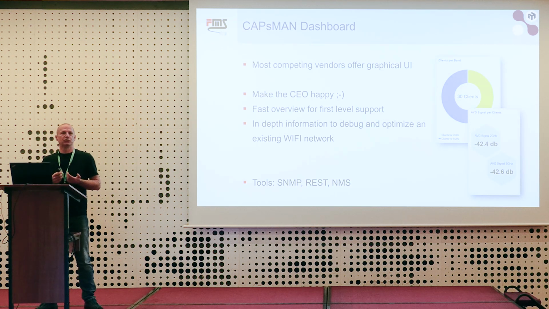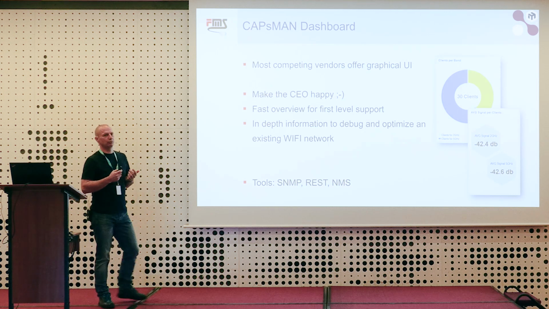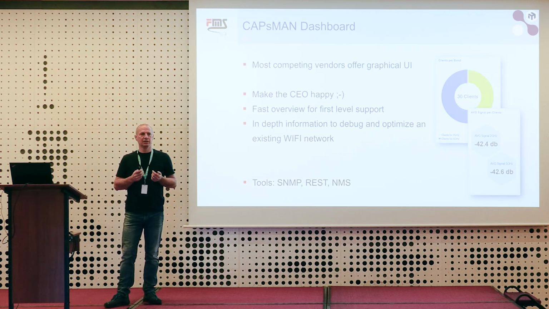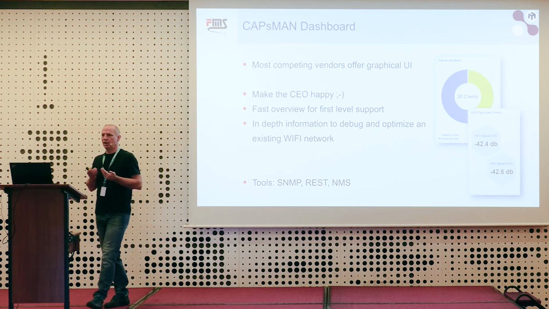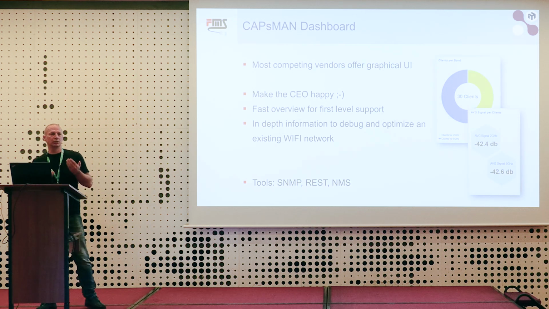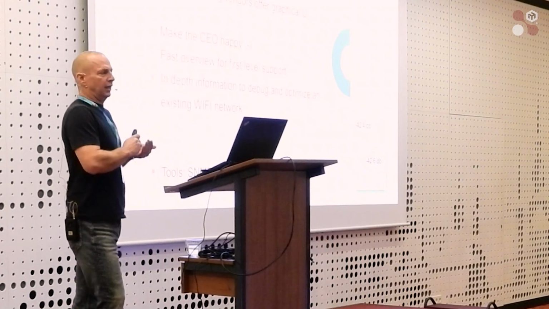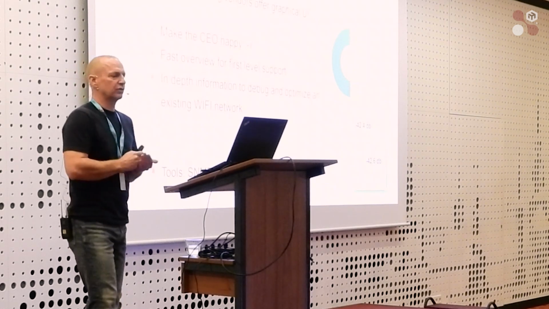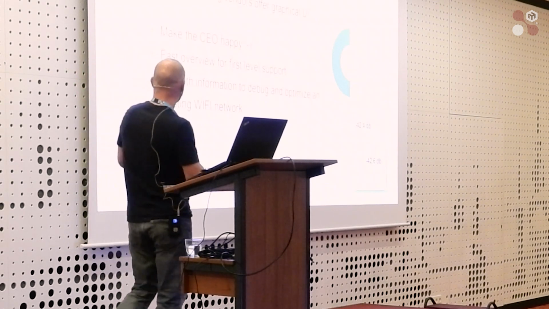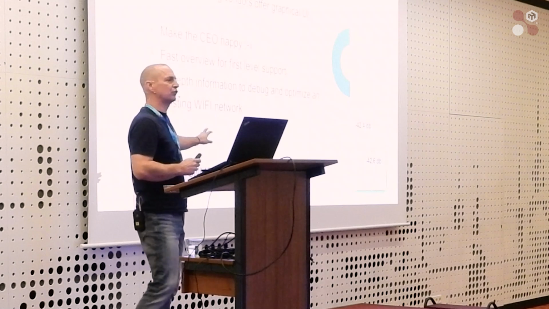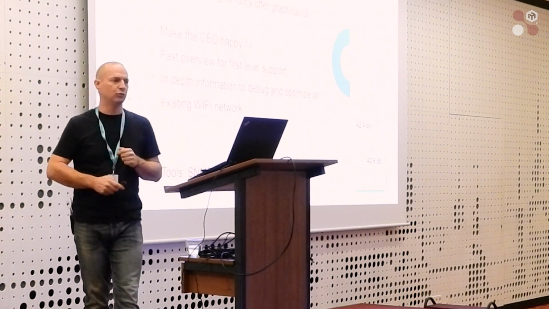But there are better reasons for that. A good visualization will help first level support greatly in detecting problems. And even more important, it will give you real in-depth information to optimize your Wi-Fi network. And that's what we will see during the next couple of slides. We will need SNMP, REST, and the Zabbix NMS to do so.